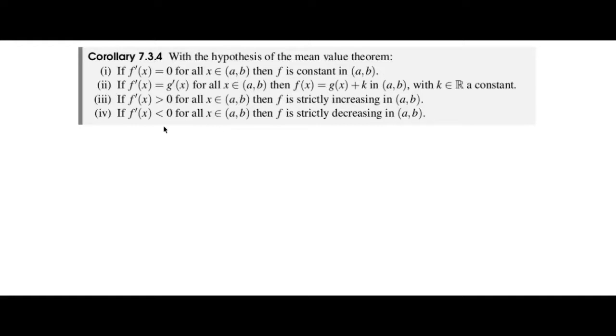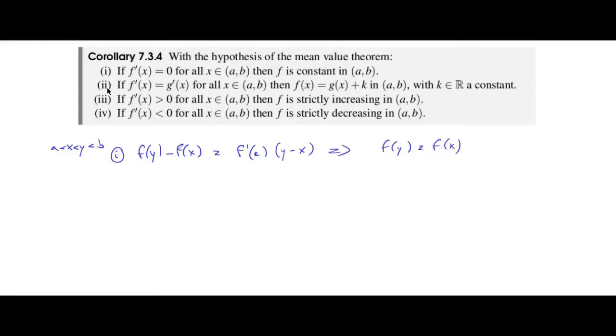And the proof for this is easy. We write f(y) minus f(x), where x is smaller than y, and these two are between a and b. Then we write it using the formula from the mean value theorem. Now, if f prime is 0 for all c in the interval, that means that f at y equals f at x for all x and y in this interval. So that means that f is constant.